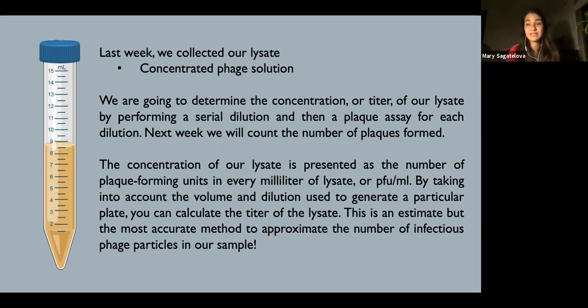We're taking into account in this calculation the volume used to plate that particular plate, so 10 microliters. We've been doing this since last week. And the dilution used to generate that particular plate to calculate our titer. Again, this is an estimate, right? I've mentioned this every week for the last 3 weeks. This is an estimate of the number of phage particles in your sample. It is not a measure of every single phage particle. It is just an estimate because it is only measuring those that are infectious, the ones that are able to infect bacteria, lyse them, and then form plaques. Okay, so just an estimate, but this is the best we can do in this particular setting.